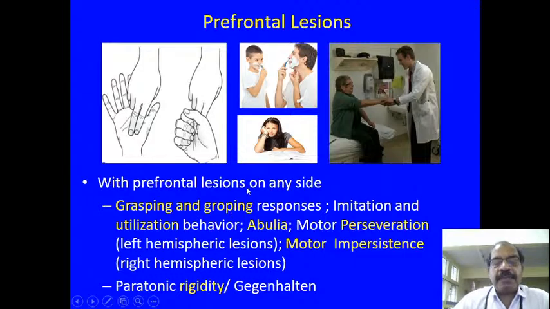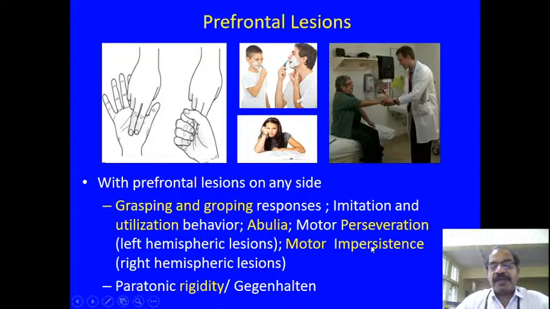And besides this, there will be various other higher mental dysfunctions, in the form of whether the patient is able to interact with the surroundings or not, abulia is there or not, apathy is there or not, and also other manifestations of frontal lobe dysfunction may come, like motor perseveration. You ask the patient to do something, and he will keep on repeating that. Or there may be motor impersistence, which means you ask the patient to do something, he will do it and then stop. Like you ask the patient to take out the tongue, he will take the tongue out and again he will put the tongue back. So it's called motor impersistence.